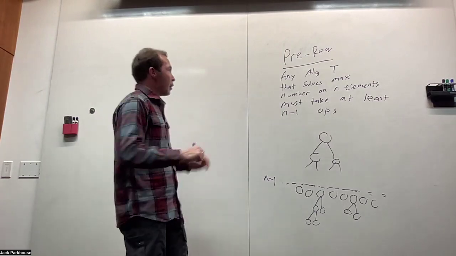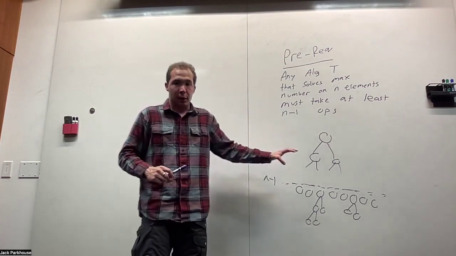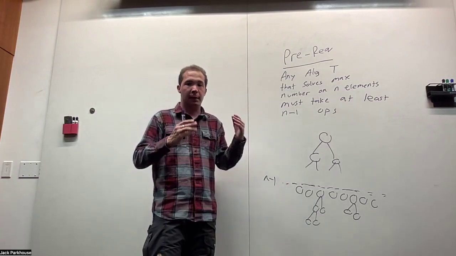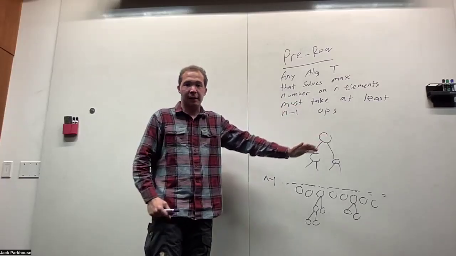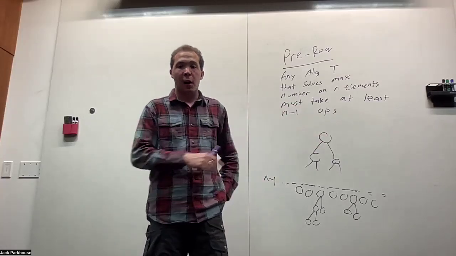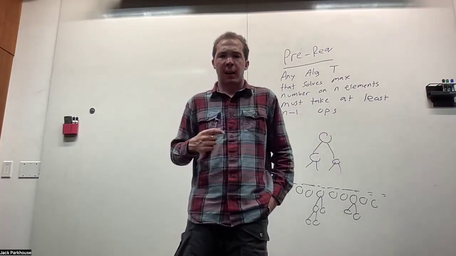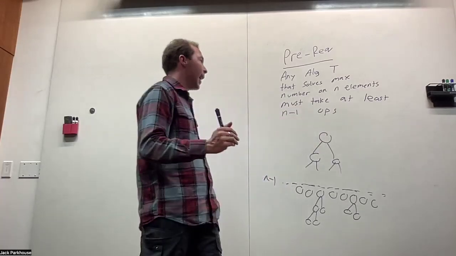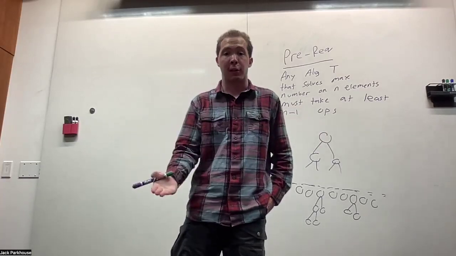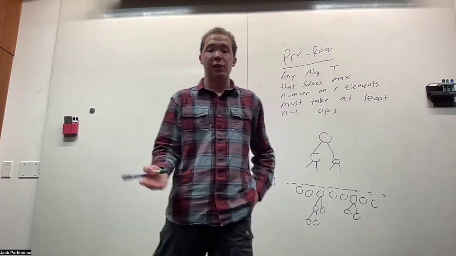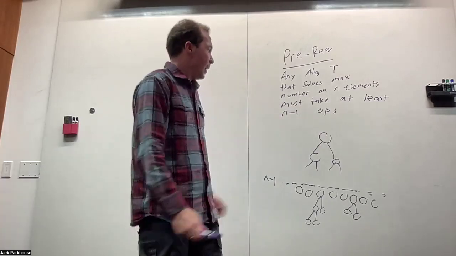So, some prerequisite knowledge. The main thing to remember from the lecture for this problem is that any algorithm that can find the max number on a set of n inputs has to take at least n minus one ops. And remember, we're in the comparison model, so the only operation is comparing two elements.